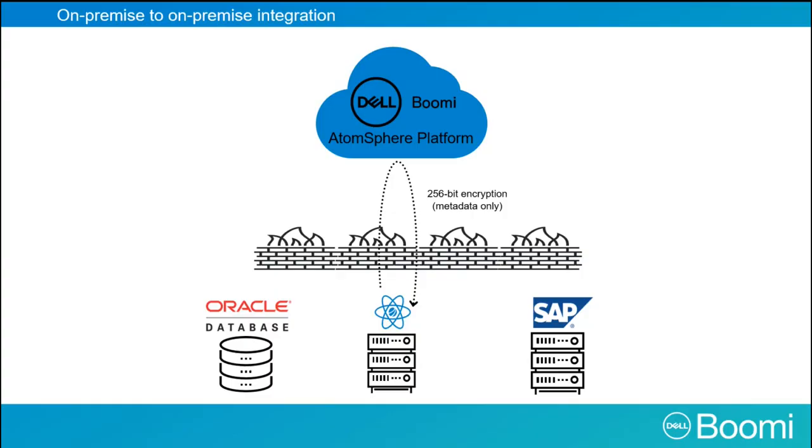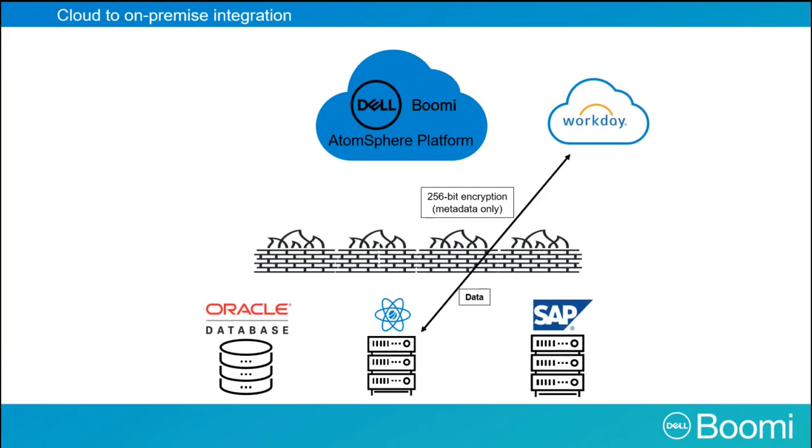The integration runtime, which moves the data, resides on-premise behind the firewall. The Atom communicates with the applications, and all the data moves through the Atom, but does not run through the AtomSphere platform. Again, the Atom only initiates outbound communication to AtomSphere to communicate the status information for centralized monitoring, as well as to check for any Atom updates.